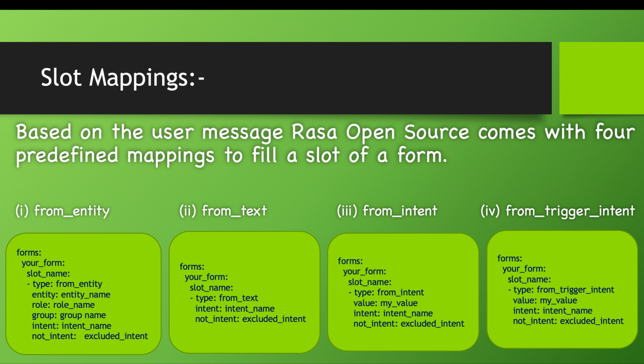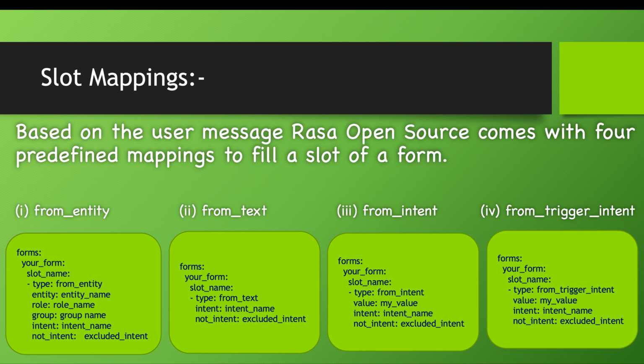If role name or group name are provided, the role or the group label of the entity also needs to match the given values. The slot mapping will not apply if the intent of the message is excluded intent. The from text mapping will use the text of the next user utterance to fill the slot name. If the intent name is none, the slot will be filled regardless of intent name. Otherwise, the slot will only be filled if the user's intent is intent name.